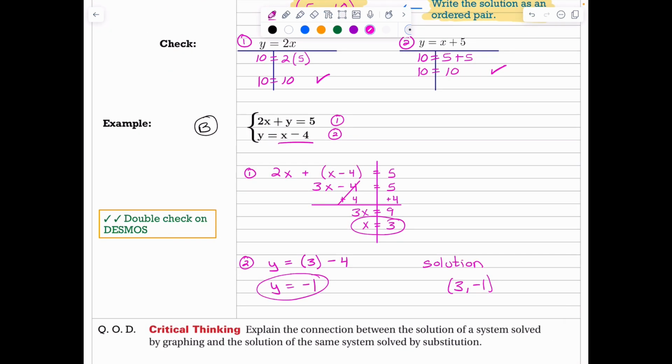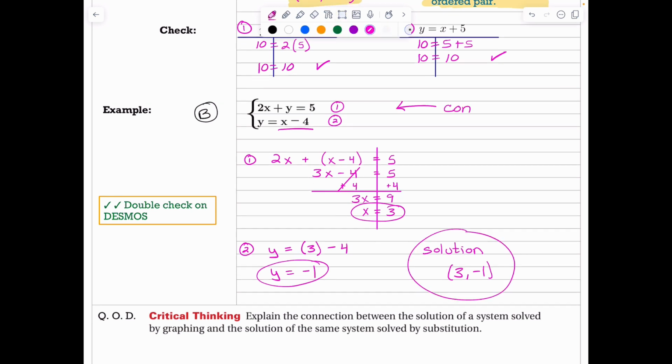Double check that on Desmos. We're going to have to convert that first equation to slope-intercept form. Regular Desmos, you can just type it in the way it is. Testing Desmos, nope. So over here on the side margin, I'm going to take that 2x plus y equals 5, and I'm going to solve it for y.